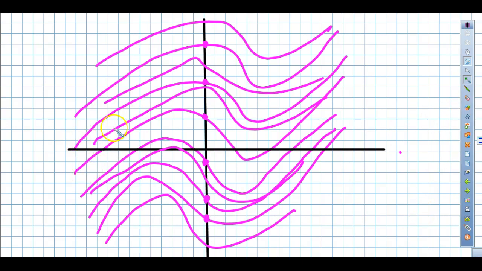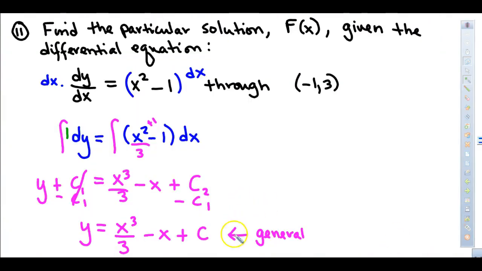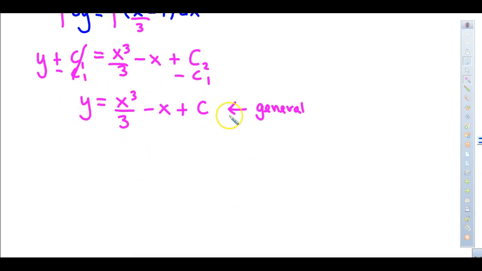It's going to tell us that we're somewhere along in here, maybe, or something. I don't know. We'll see what happens when we work it out, okay? So we have this general solution right here. Now we're going to find the particular solution.